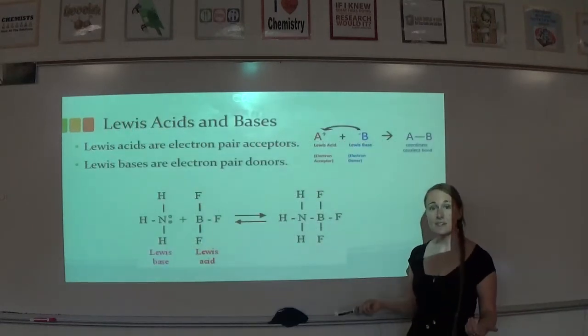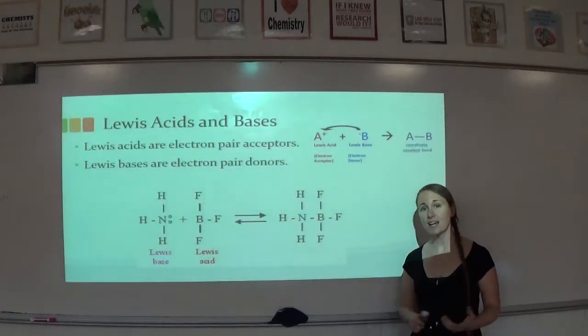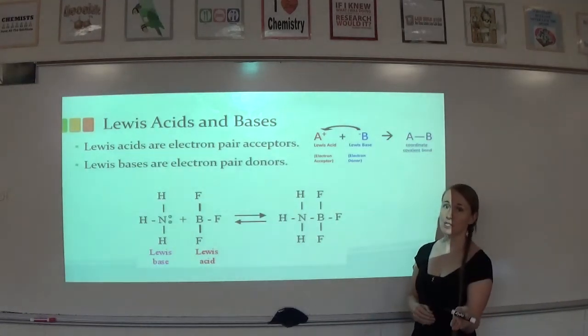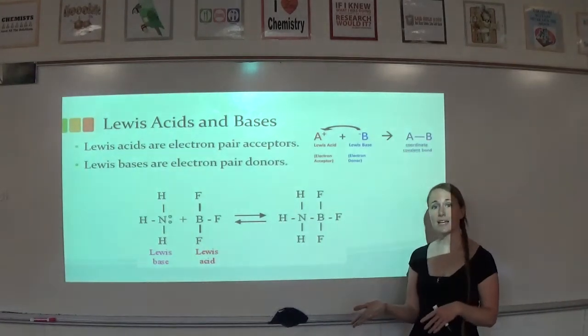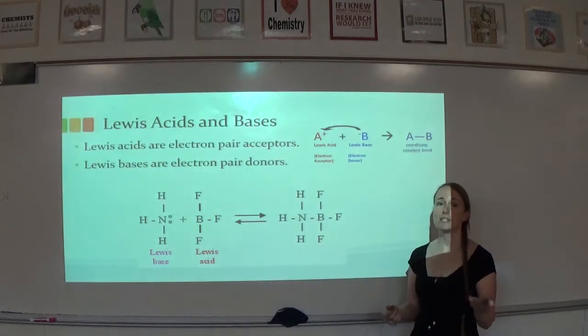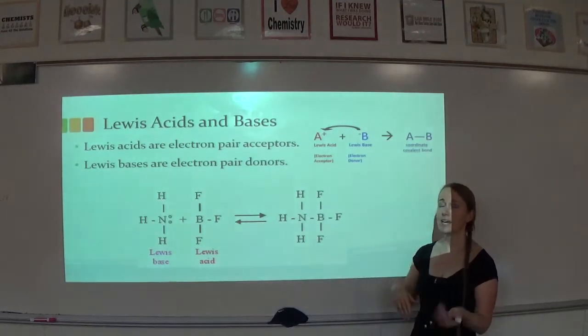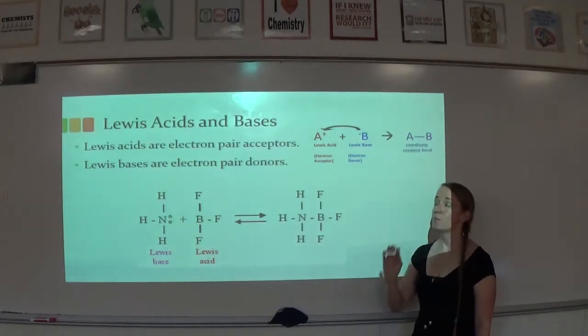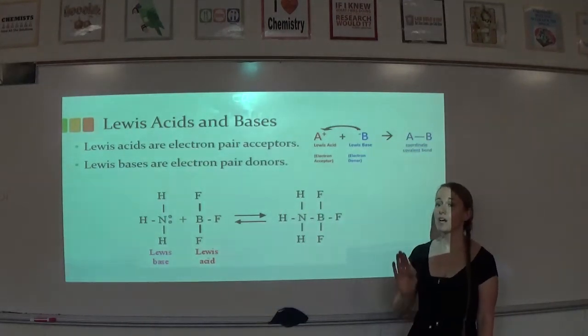So, the last set of definitions we have to talk about. I know there's a lot, so remember, an Arrhenius acid produces H+, an Arrhenius base produces OH-. A Bronsted Lowry acid is a proton donor, a Bronsted Lowry base is a proton acceptor. If you know Bronsted Lowry, Lewis is the exact opposite. So a Bronsted Lowry acid is a proton donor.